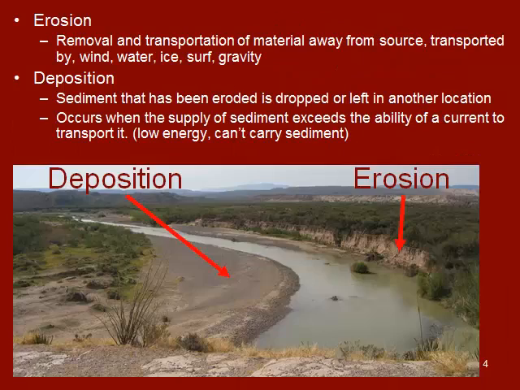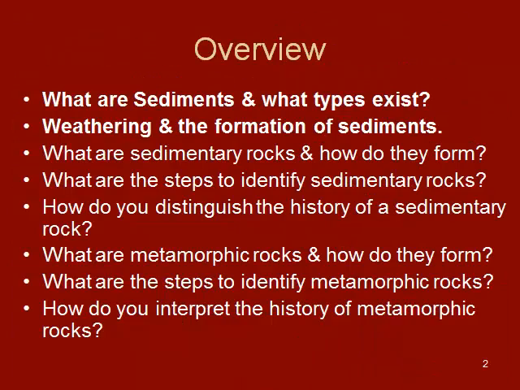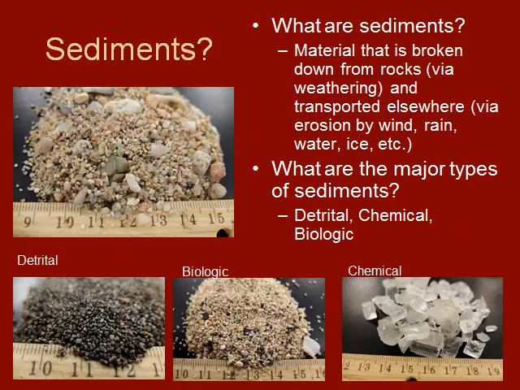So what are sediments? Sediments are basically material that's broken down from rocks through the process of weathering, and these sediments are usually transported from one place to another through wind, rain, water, ice, things like that. So the major types of sediments, we have 3 categories: detrital, chemical, and biologic.